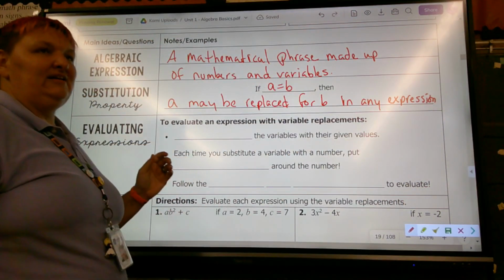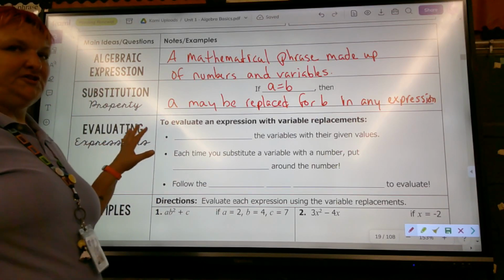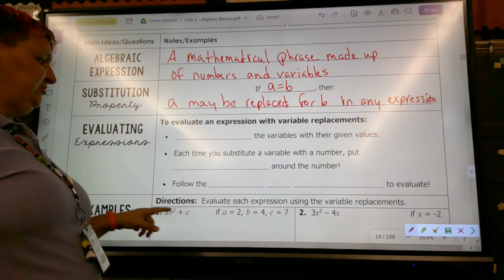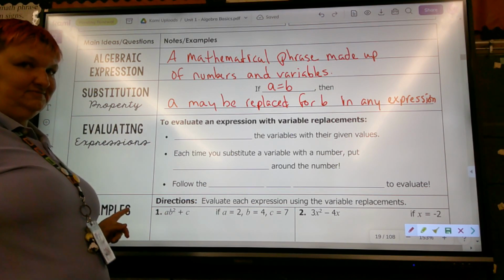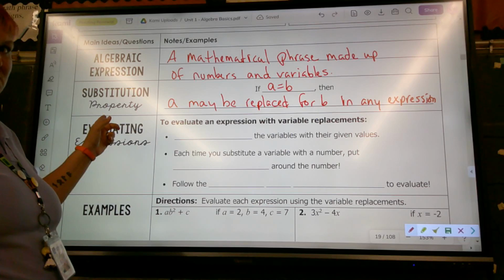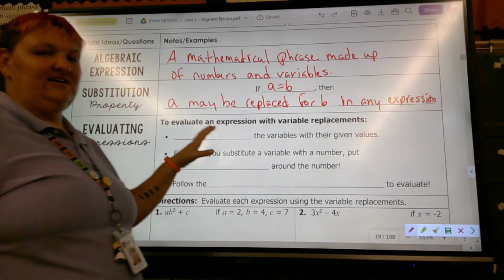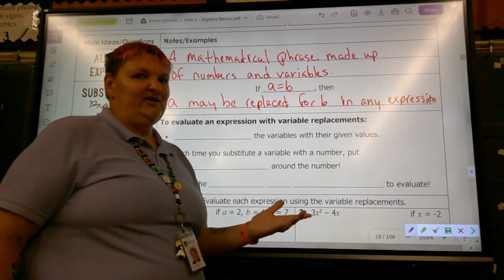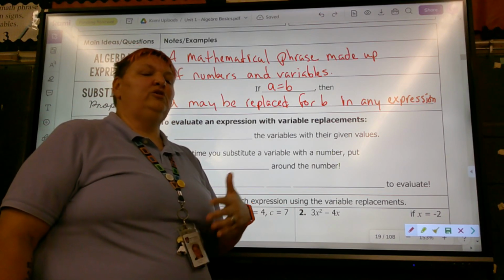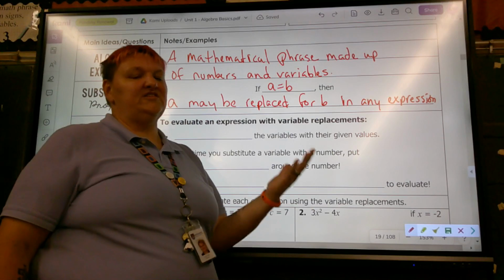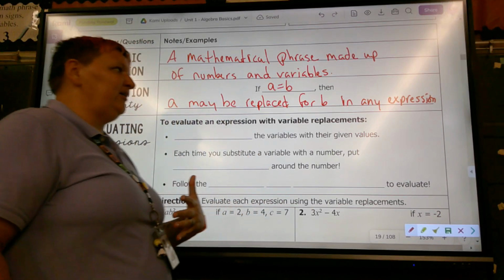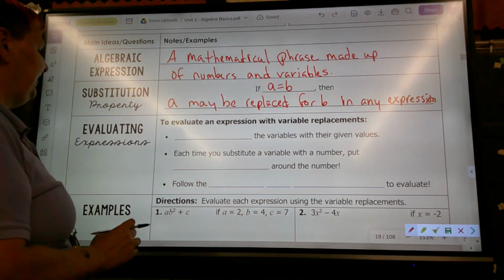Think about it like this. You probably heard the term before. Teachers told you if you know the value, plug it in. Substitution property is what it's called. The idea is that if you know the value of the variable, then you can replace the variable with its actual value, with its actual number.